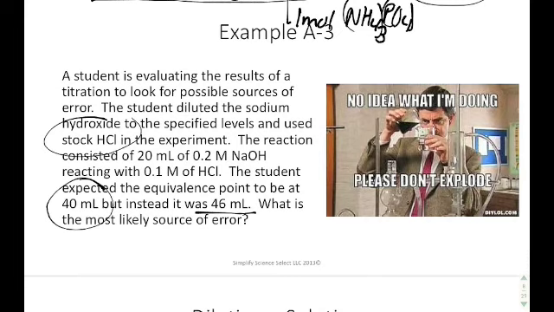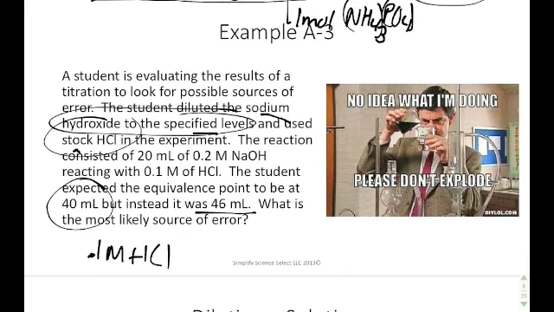This is what you've got to look at. It says that you used stock HCl. That means it was sent to you from a chemical supply company and it's been independently tested and verified to be what it is on the label. So I know that it is 0.1 molar HCl. There is no question about that. The student diluted sodium hydroxide to the specified levels. Okay? That is a possible source of error. The student could have done the dilution incorrectly.